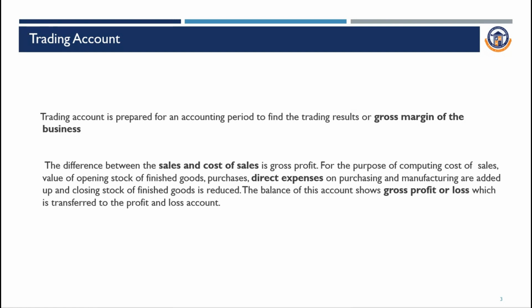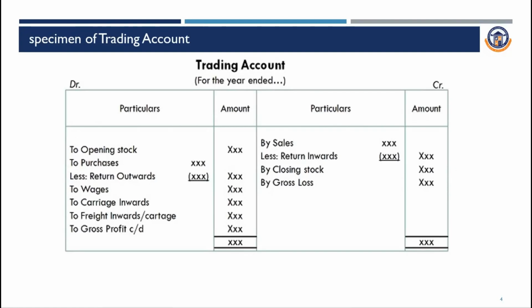For computing the cost of sales, the value of the opening stock of finished goods, purchases, and direct expenses on purchasing and manufacturing are added, and the closing stock of finished goods is reduced. So this is the format for the trading account. It has a debit side and a credit side. The debit side consists of direct expenses, and the credit side consists of direct income.